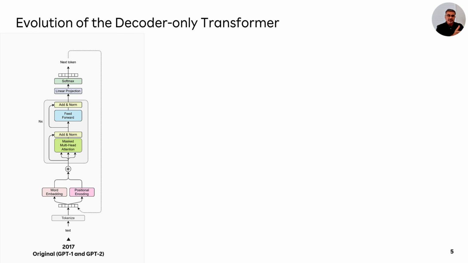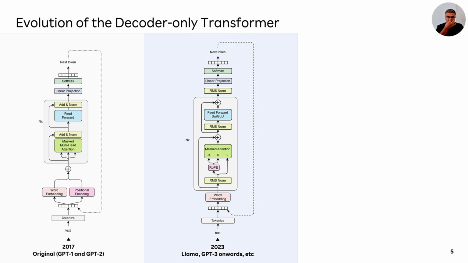This is the one that was proposed in the 2017 seminal paper, Attention is All You Need. This was the architecture on which the original GPT-1 and the GPT-2 models were built. Since then, the research has moved this architecture to something that looks like this. And this is the model which came out in 2023, just about 2 years ago, which is used pretty much by most of the large language models today.